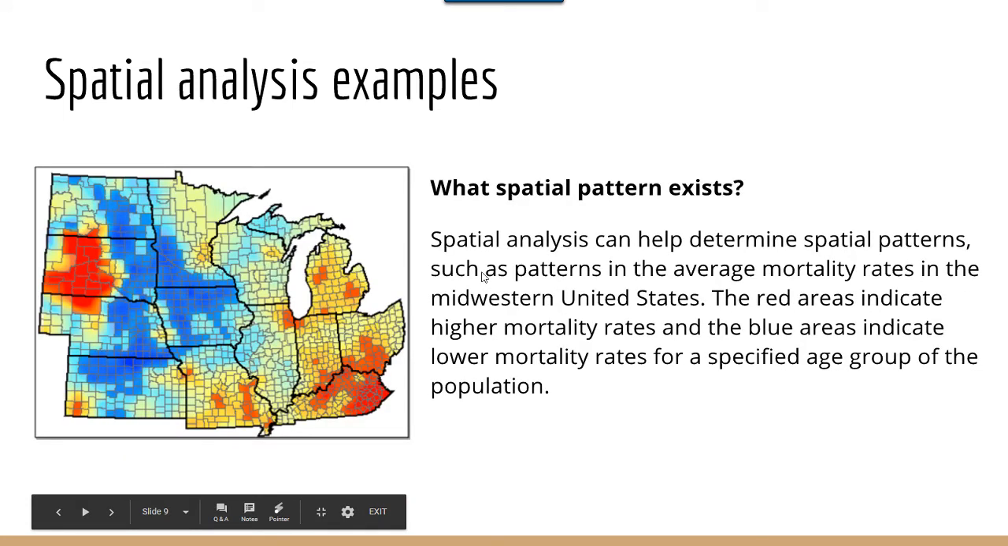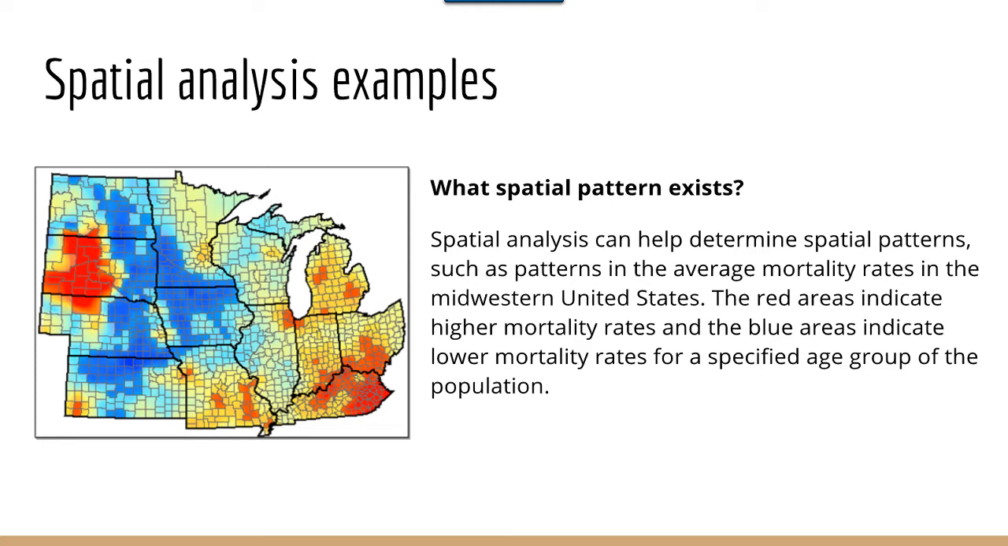Also, looking at spatial patterns. Spatial analysis can help us to determine spatial patterns in data. In this example, we look at the average mortality rates in the Midwestern United States. The red areas indicate higher mortality rates, and the blue areas are lower mortality rates for a specified age group of the population. This type of analysis is very useful and very common in the GIS field.